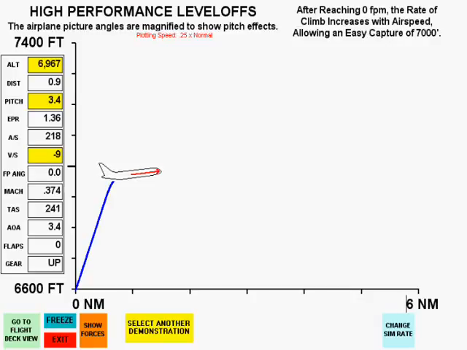Maintaining this attitude as the airspeed increases, the vertical speed is now increasing toward the target altitude. This reduced vertical speed makes an easy capture of 7,000 feet possible.